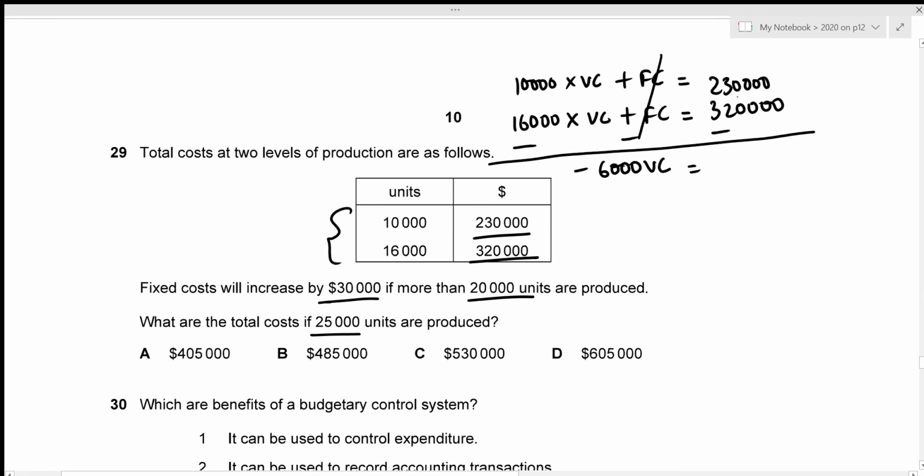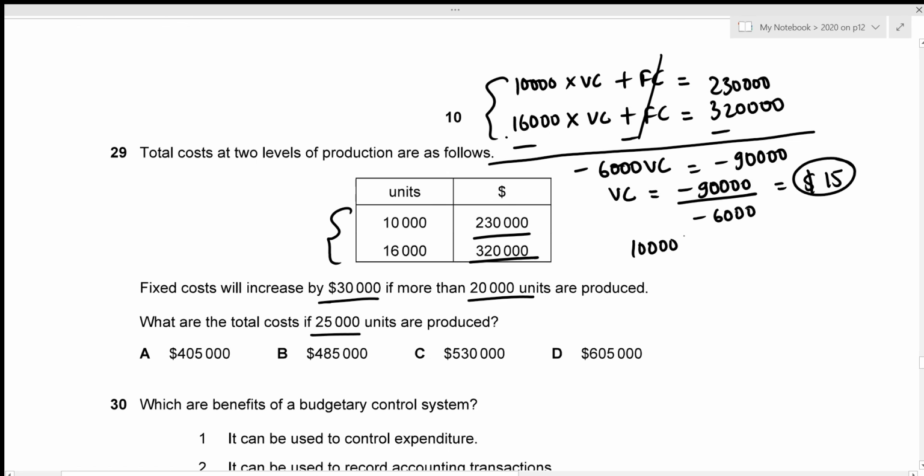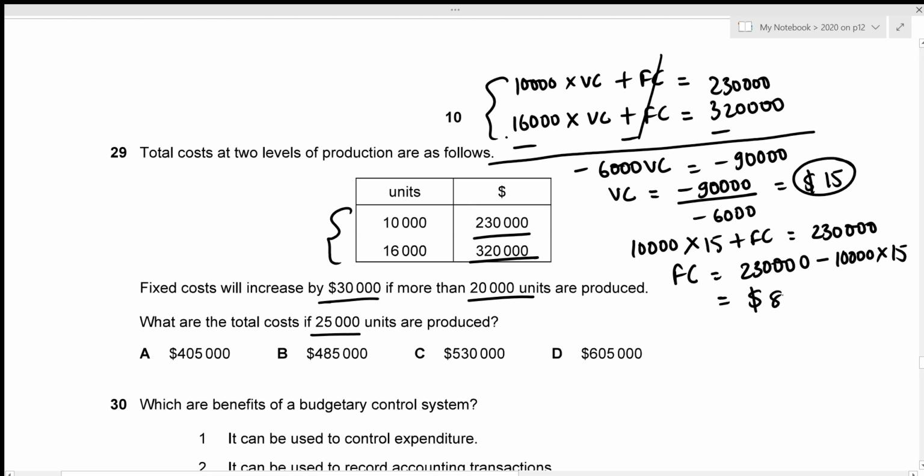Then we have 230,000 minus 320,000, which results in minus 90,000. So this gives our variable cost to be minus 90,000 divided by minus 6,000, which results in 15. Now we can easily figure out the fixed cost by substituting this amount of variable cost in any of these equations. So that's going to be 10,000 times the variable cost of 15 plus fixed cost equals to 230,000, which means that our fixed cost is going to be 230,000 minus 10,000 times 15, which results in the fixed cost to have the value of 80,000.